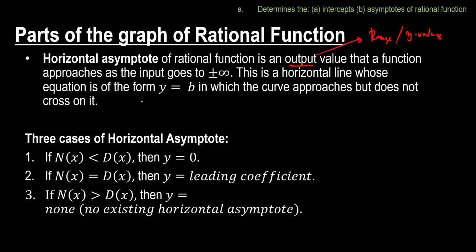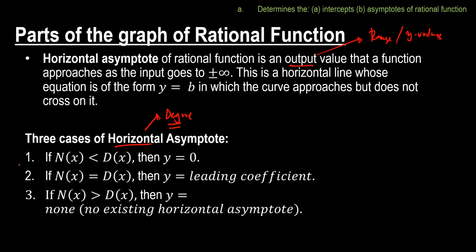Same with the vertical asymptote. It never touches. It will never cross. Okay? So we have 3 cases for us to determine the horizontal asymptote. Sa horizontal asymptote, class, ang pinaka-importante rito is the degree. For us to get the horizontal asymptote, we are after the degree.